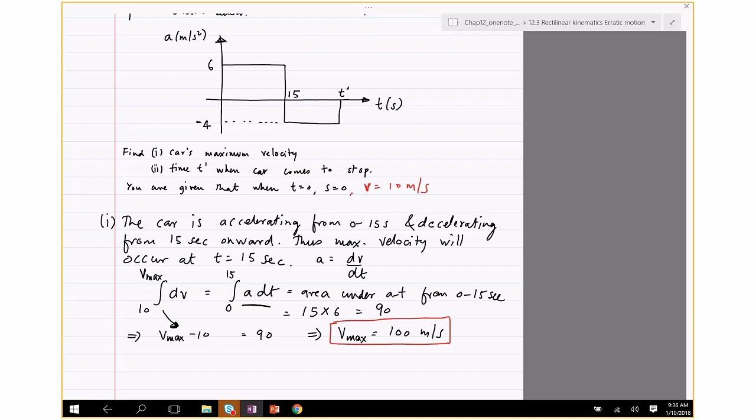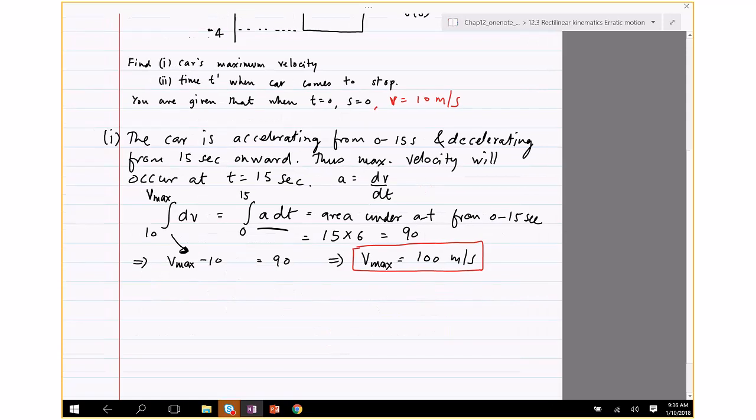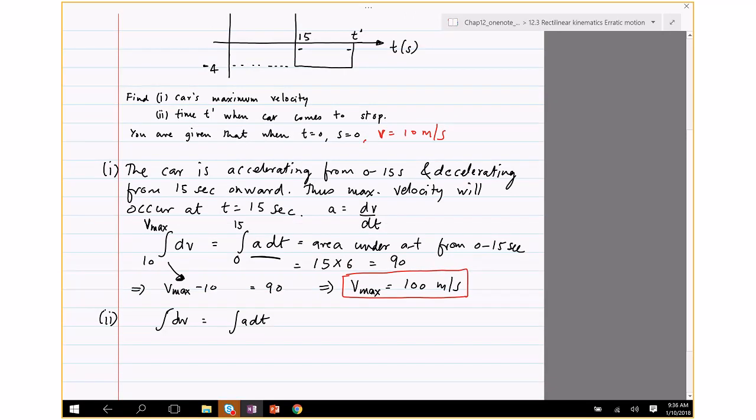We can again use the same formula which relates acceleration and velocity, because we have the acceleration plot and we know something about the velocity at 15 and something about the velocity at t prime. So I'm going to use the same formula except change the limits: integral dv equals a dt, except that I'm going to go from 15 to t prime. The velocity at 15 seconds is 100 meters per second. It's going to be 0 here, right? Because the car comes to a stop.